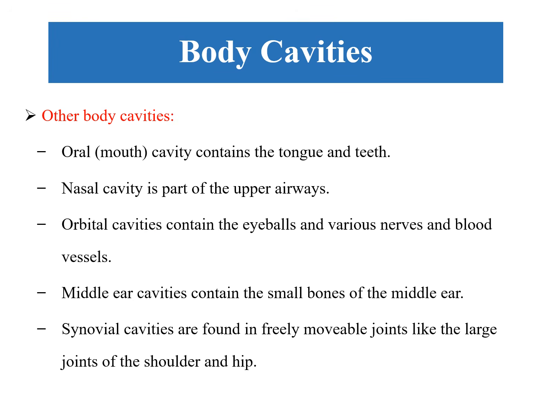There are other body cavities of interest apart from these major cavities that we have talked about, and these body cavities are going to be looked at under each specific system that we are going to discuss. For example, the oral or mouth cavity is going to be discussed under the digestive system or the GIT. The nasal cavity is going to be talked about under the respiratory system. The orbital cavity is going to be talked about under the nervous system when we are looking at special senses, together with the middle ear cavities. Then we also have the synovial cavities that we're going to talk about when we're talking about the joints under the skeletal system. So these are some of the body cavities that we have in the body.